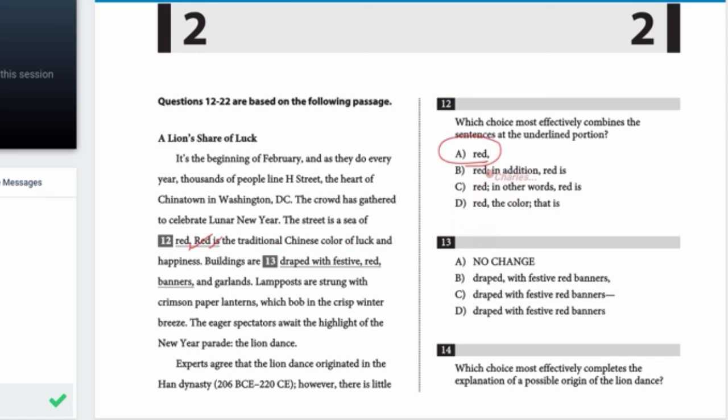B and C, they try to keep independent clauses here. It'd be semicolon, in addition, semicolon, in other words. Those are not correct. Those are not conjunctive adverbs like moreover, however, comma. So I cannot use those. Those would be clauses introducing a whole new sentence. Those are not correct.